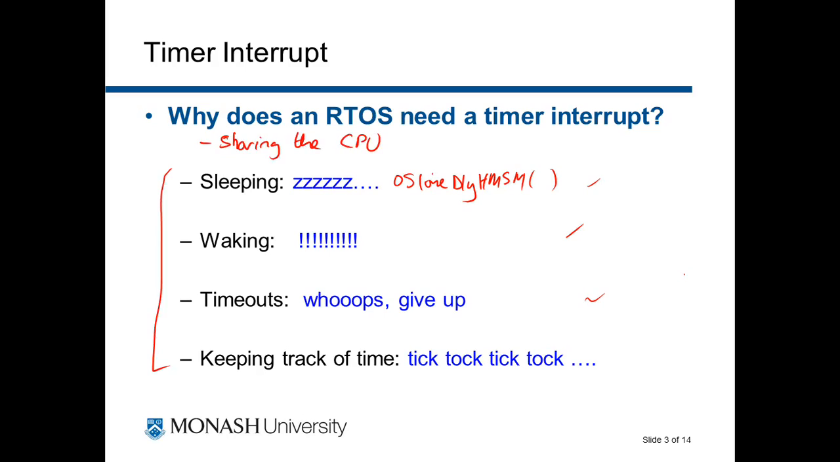You can share it in other ways. You can voluntarily send your task to sleep, but a much easier way is just to say, I've done my little portion of my process and I want to share my CPU and give up. And that's really why we need a timer interrupt.